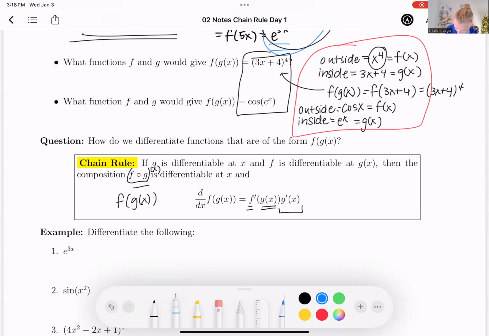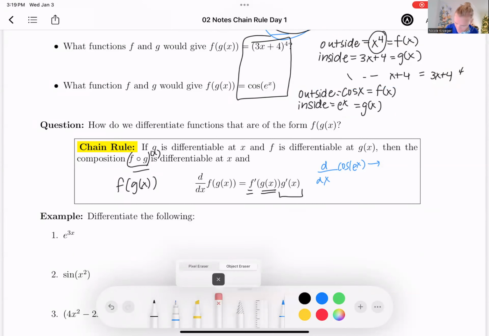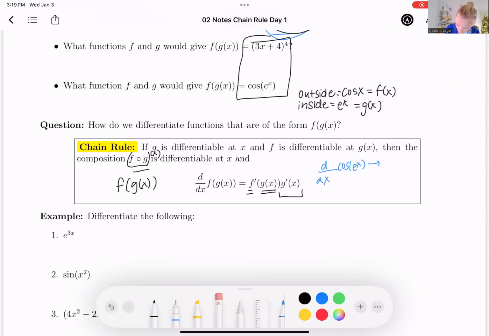So let's use this to find the derivative. Oops, sorry, d over dx of cosine of e to the x. So we've identified our inside and our outside functions already. So we've got those up here. Let me erase some other things so that we're working with all we have. Okay, so this is the first step in the chain rule: to identify your inside and your outside functions.